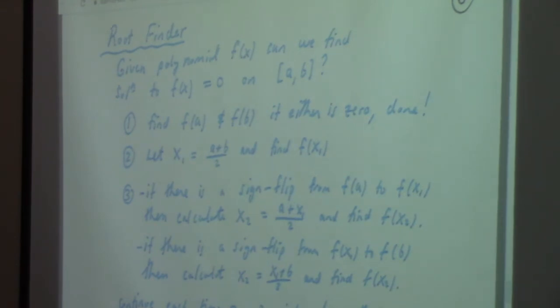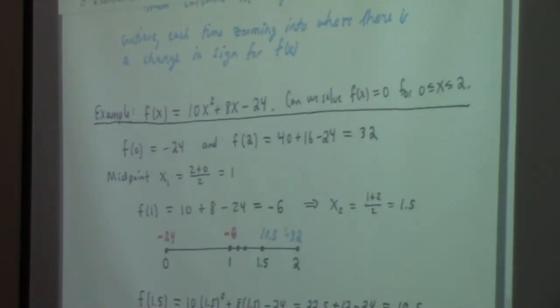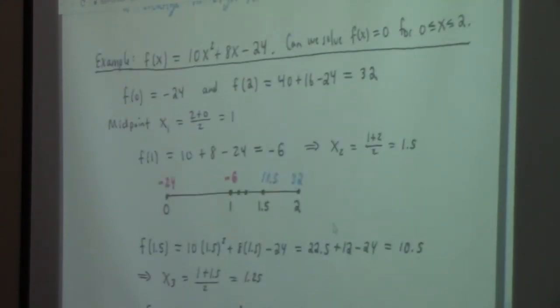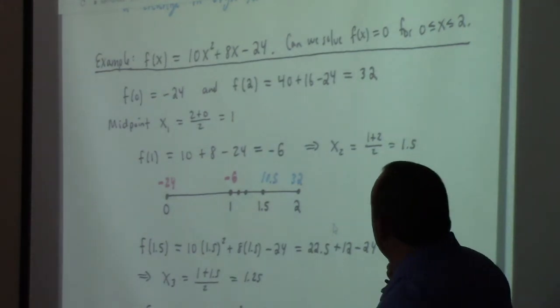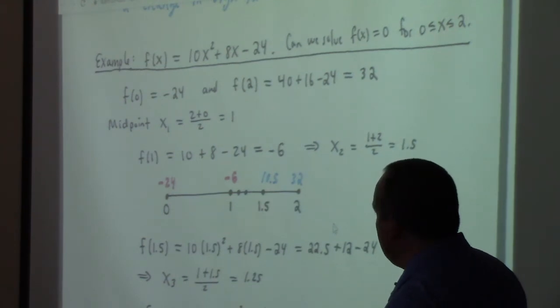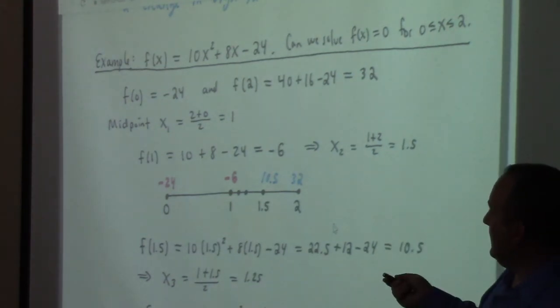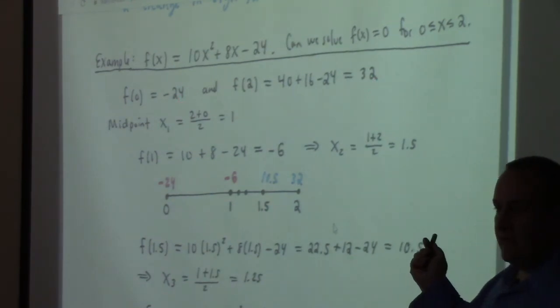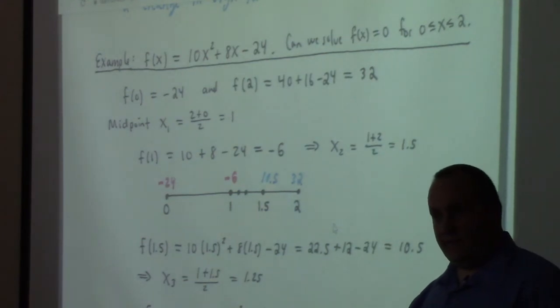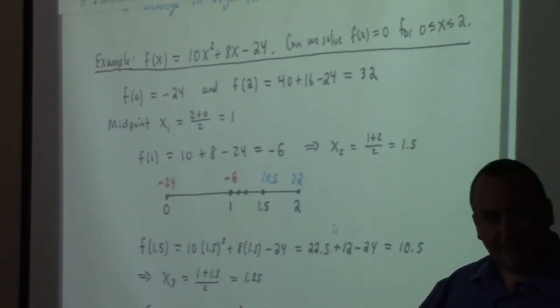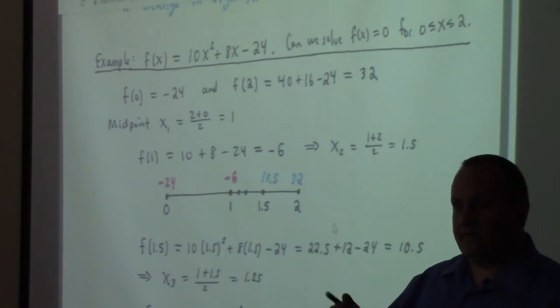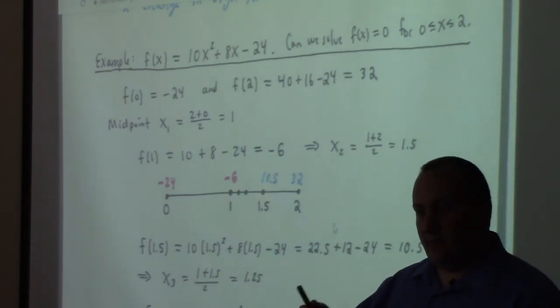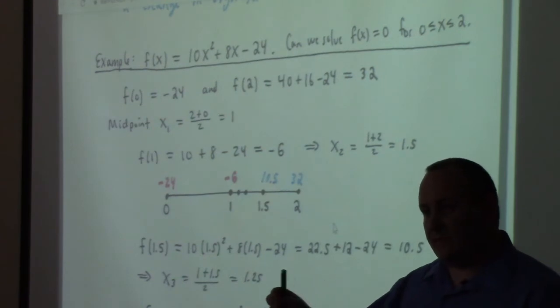Here's a numerical example. f of x is 10x squared plus 8x minus 24, and I want to know, can we solve f of x equals 0 on the closed interval from 0 to 2? So I calculate f of 0 and f of 2. Minus 24 and 32. Guess what? It changes from negative to positive, right? So by the intermediate value theorem, yes, there has to be a 0 somewhere in there. Somewhere between 0 and 2, there is a point c which makes f of c be 0.